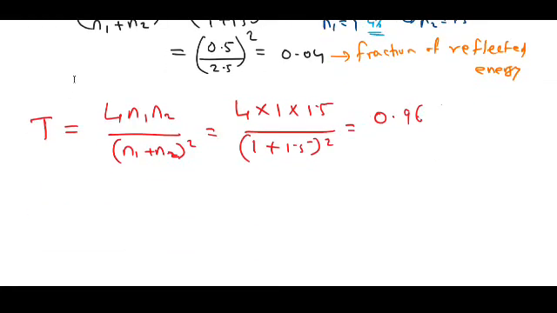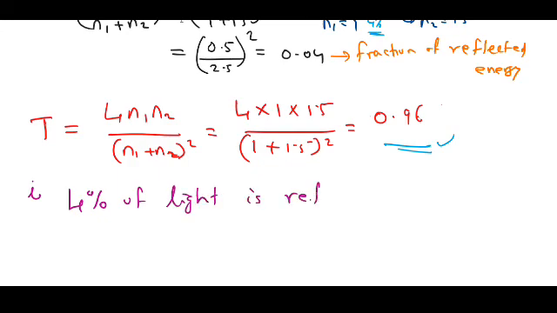So we can write from this the conclusion: reflection coefficient is 4%, transmission coefficient is 96%. Therefore, the conclusion is that 4% of light is reflected and 96% transmitted.